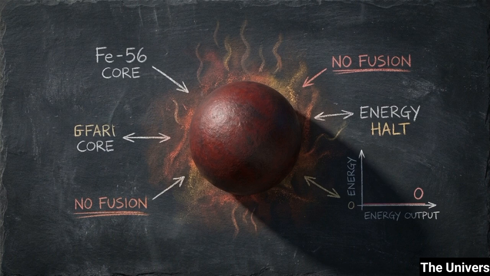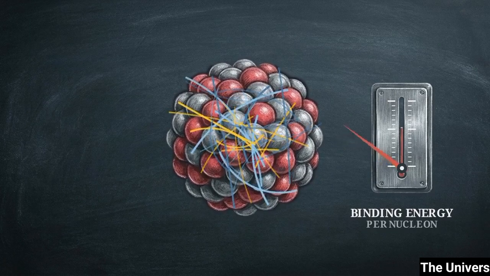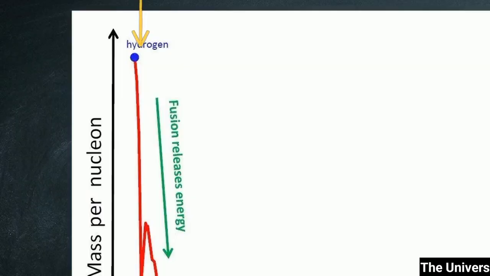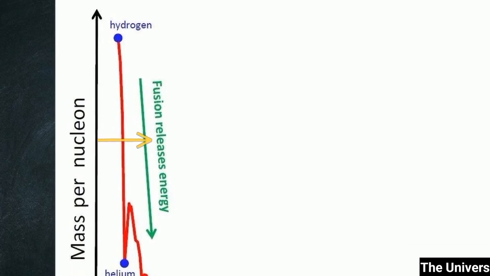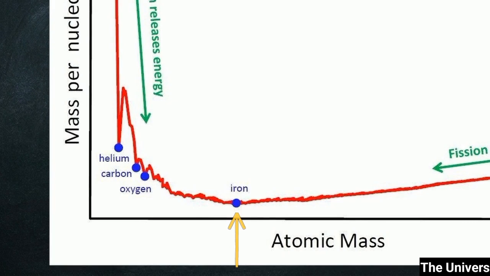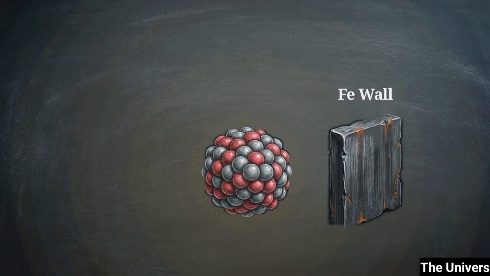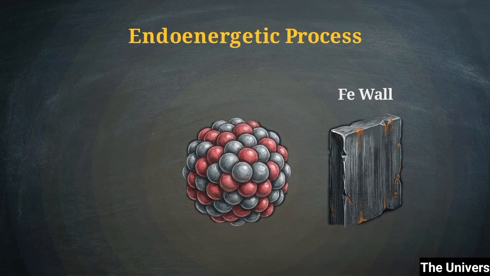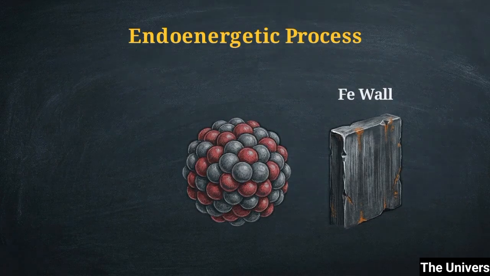The lifespan and capabilities of a star are governed by the binding energy per nucleon. This graph displays how elements achieve nuclear stability. Starting from hydrogen on the left, fusion processes seek a more stable, lower energy state. Follow the downward slope. The curve bottoms out exactly at iron, which possesses an exceptionally high binding energy per nucleon. This creates a thermodynamic wall. Synthesizing elements heavier than iron through fusion is an endoenergetic process. It consumes the star's energy instead of releasing it.